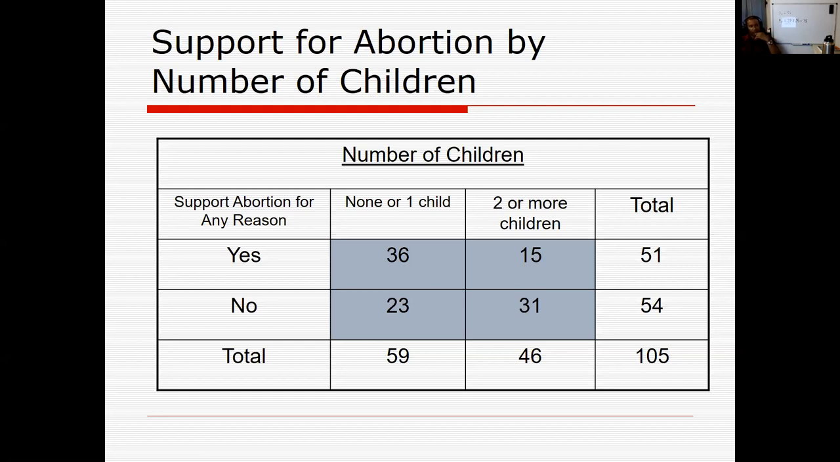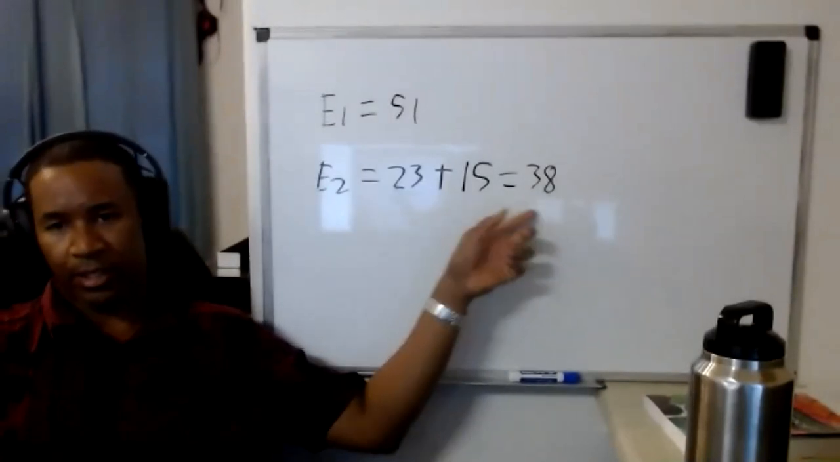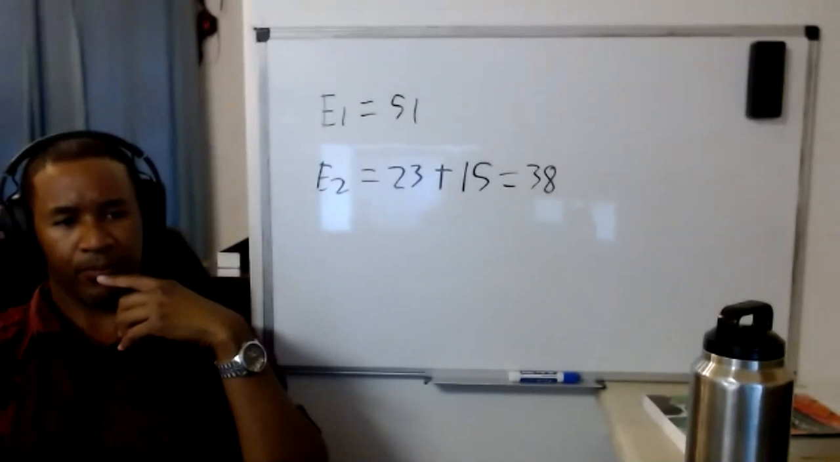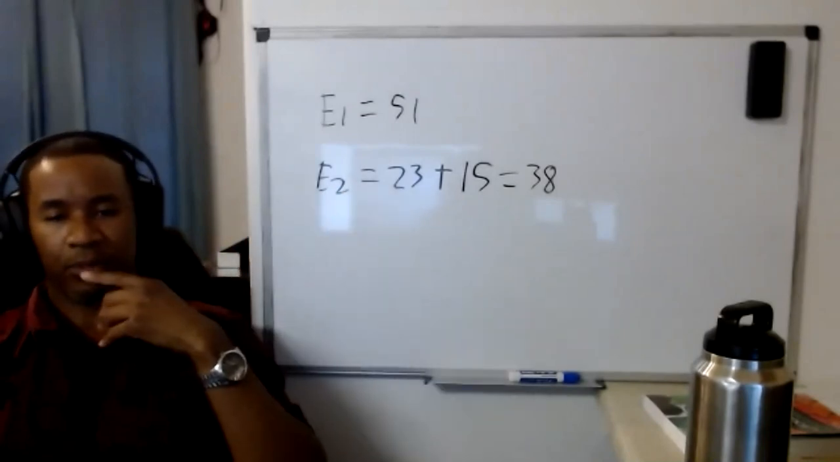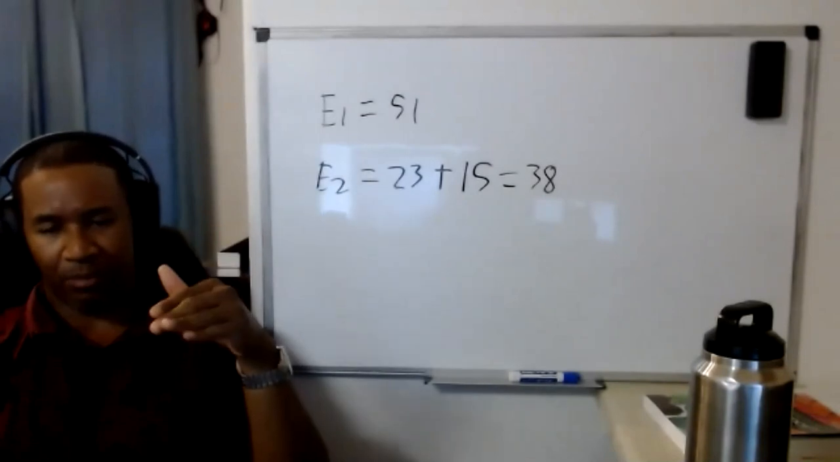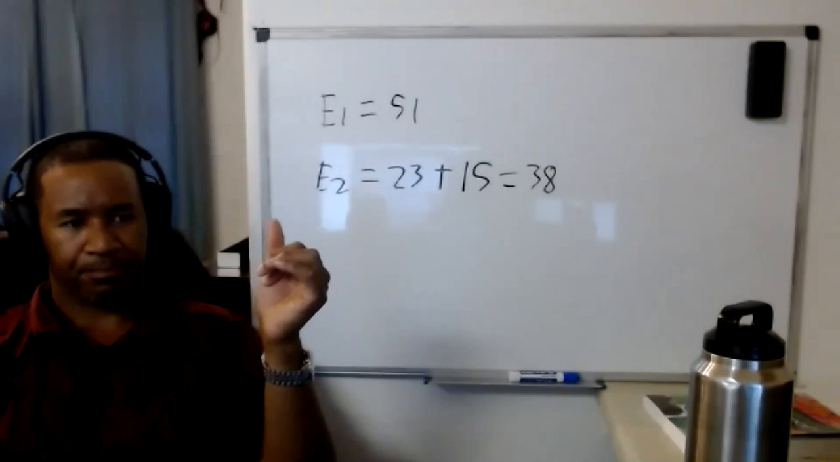Right, and then when I said that everybody who has two or more children is going to say no, how many errors did I make? 15. So I take that 23 for the first category, I add that to the 15 from the second category, and I get 38. So that's how I got E2, 38. Oh, okay, thank you. Yeah, and then E1 is, like I said, pretty much the same process. You predict the mode, then the errors are what's left over, okay?